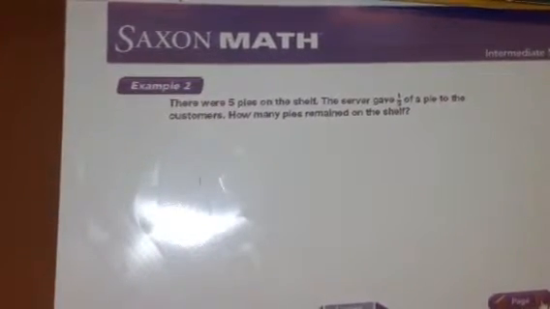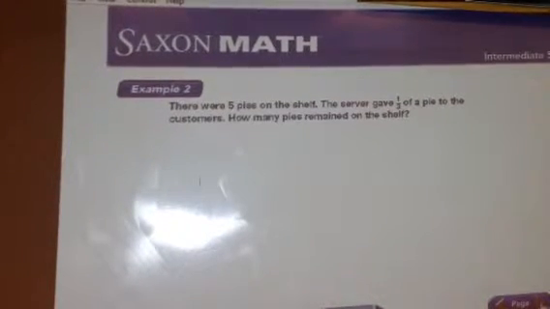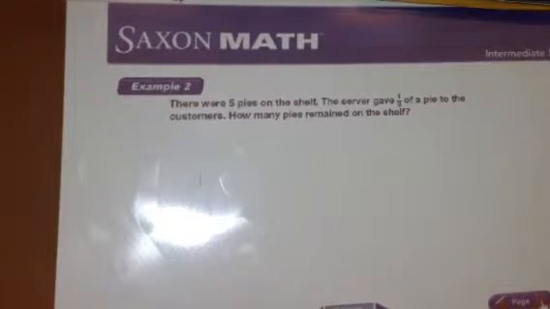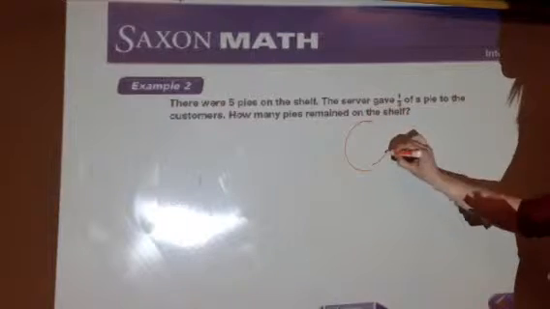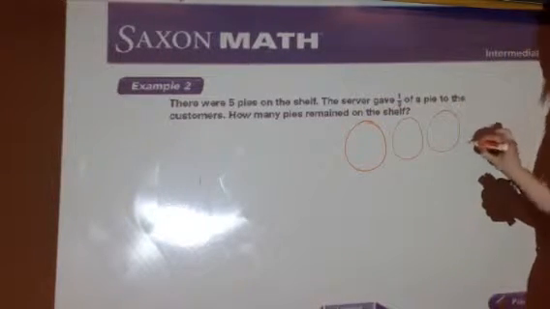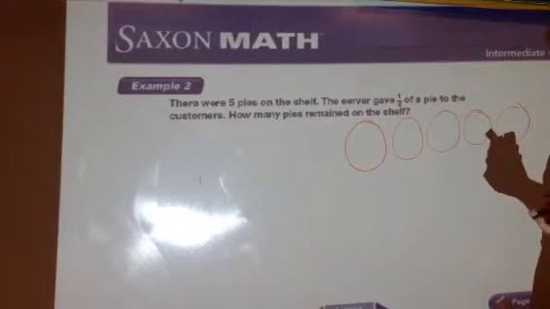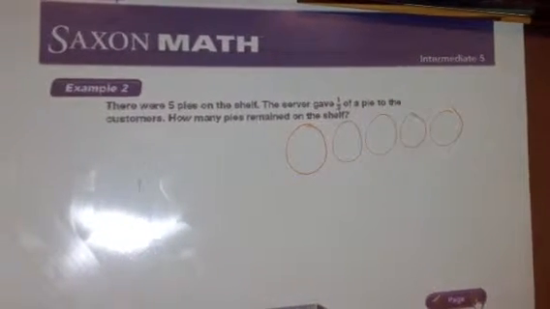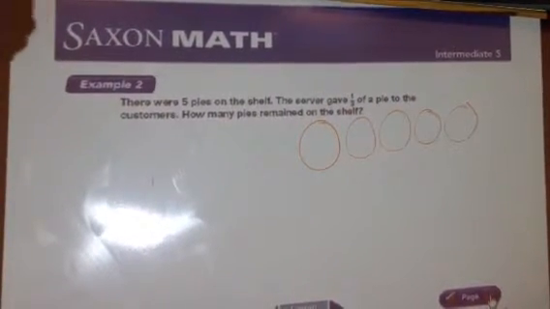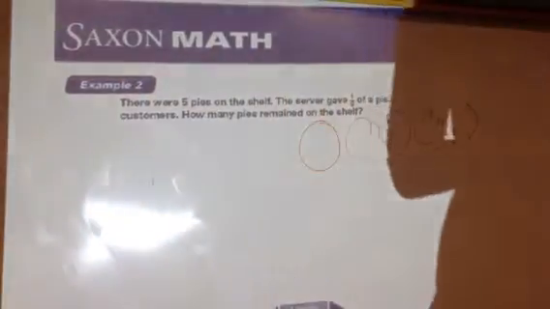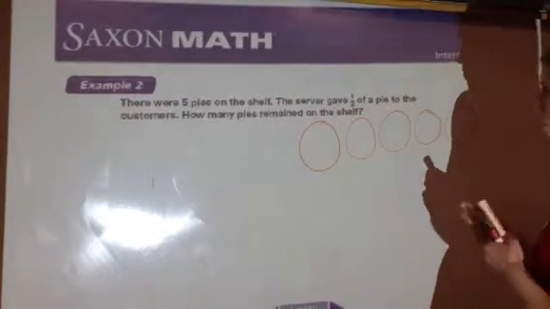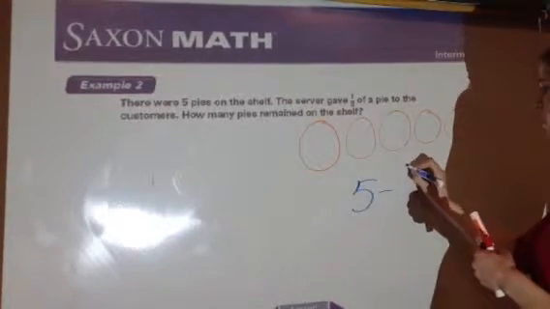Okay, example 2 says there were 5 pies on the shelf. The server gave 1/3 of a pie to the customers. How many pies remained on the shelf? In this case, I will draw 5 pies. 1, 2, 3, 4, 5. So I have my 5 pies. It says the server gave away 1/3. So now I'm faced with a subtraction problem of 5 minus 1/3.